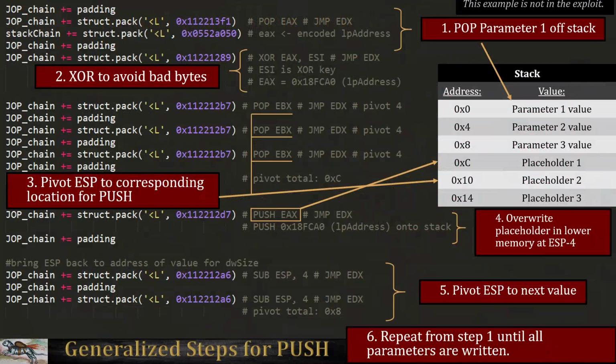Looking at a generalized example here of how to do push for every single parameter, we can lay out our stack like this, where we have parameter 1, 2, then 3, which will be XORed, of course, to overcome BadBytes. And then we have placeholder 1, 2, and 3 directly after. With this layout, we can pop our first parameter off the stack and XOR it to avoid BadBytes. Then we pivot ESP 4 bytes above our placeholder because of that ESP -4, where push is going to write to.